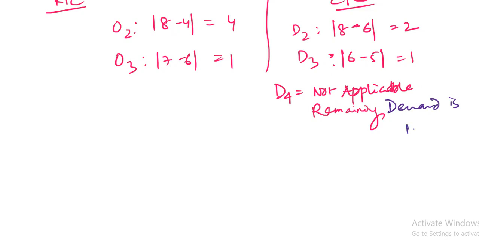Okay. So the highest penalty is in row O2 with a penalty of 4. Allocate to O2. The lowest cost in row O2 is D4 with a cost of 4, and allocate 1 unit since the demand of D4 is 1 and the supply of O2 is 3. So update this table again.